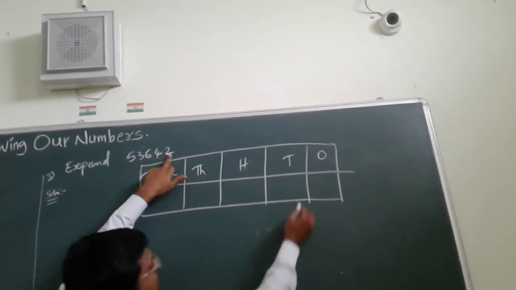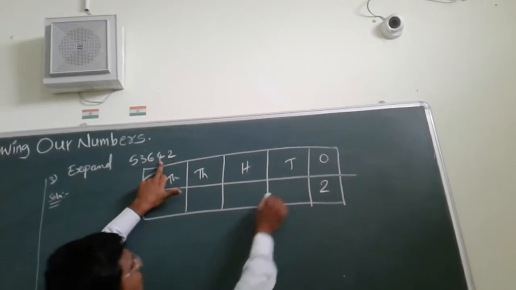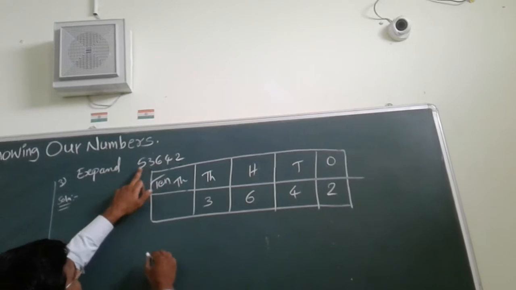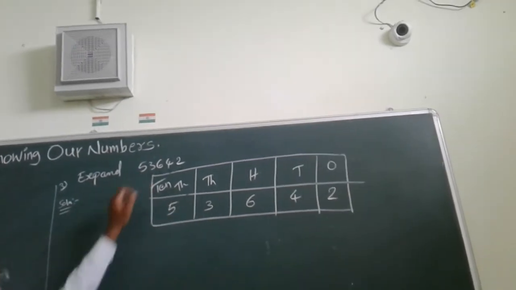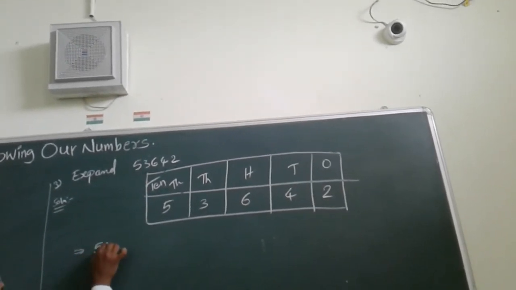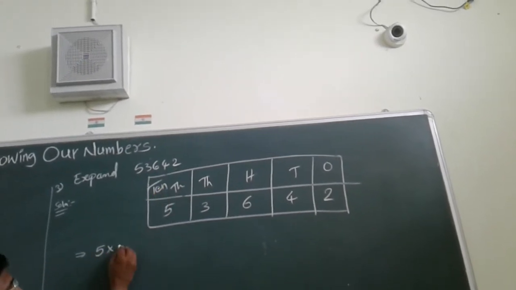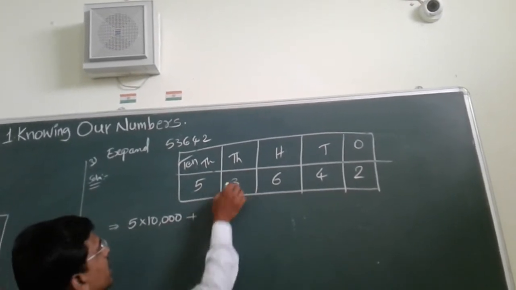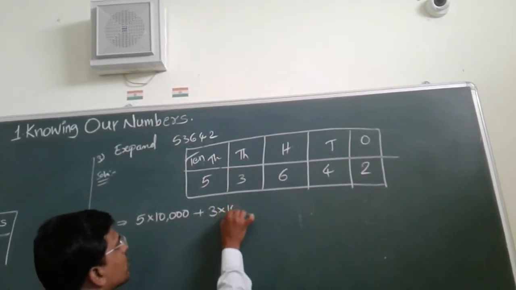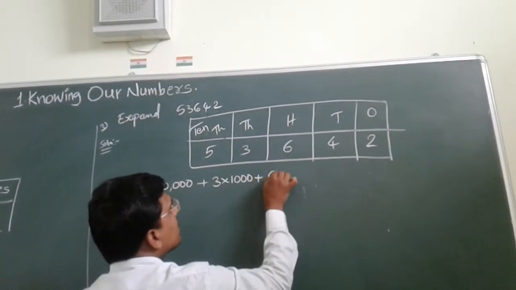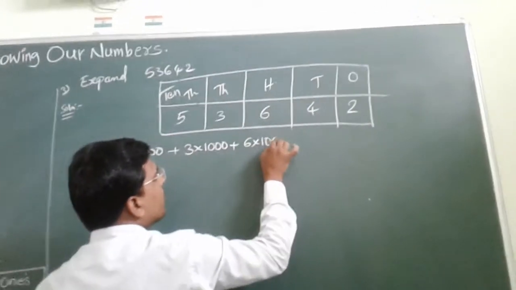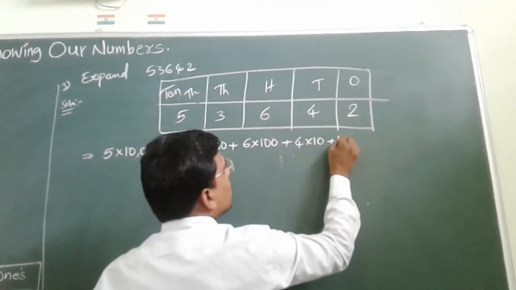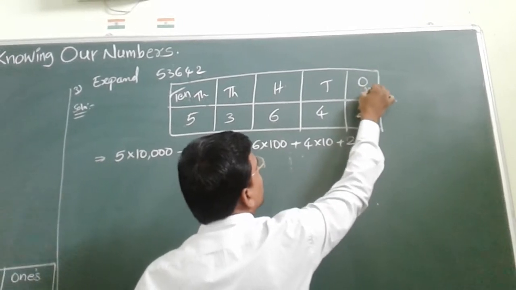So first write this number. 2 is in ones place, 4 is in tens place, 6 is in hundreds place, 3 thousands place, 5 ten-thousands place. So expand here. 5 is the number located at ten-thousands place, so write into 10,000. 3 is located at thousands place. 6 is located at hundreds place. Next 4 in tens place, and 2 is in ones place.